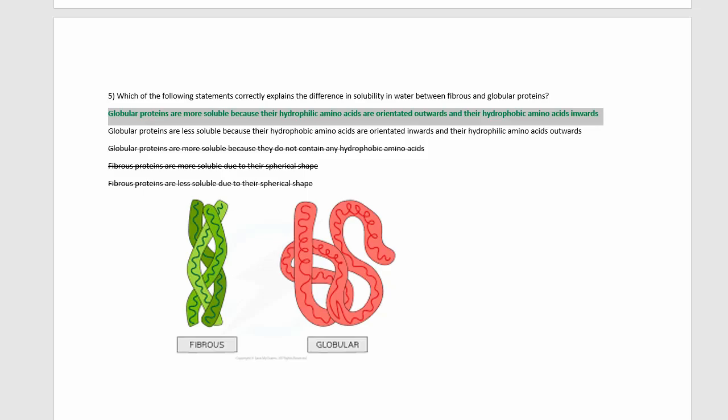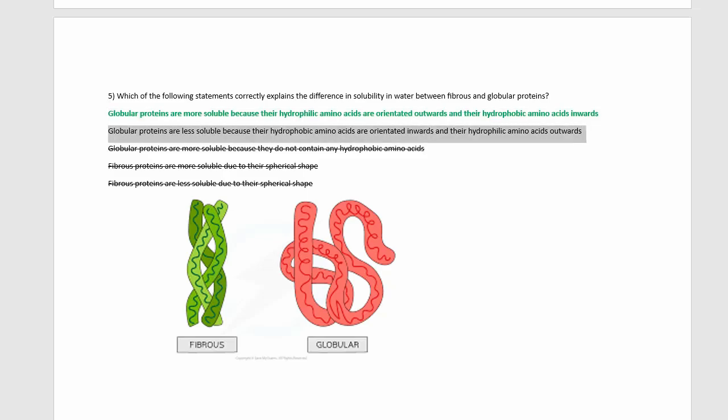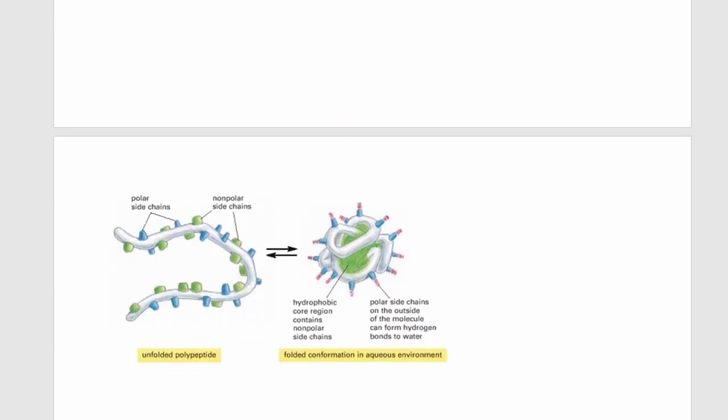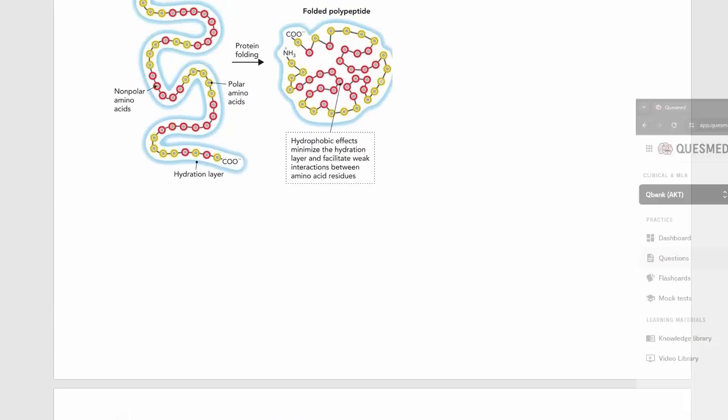So globular proteins are spherical in shape, and they are soluble in water due to their hydrophilic amino acids being orientated outwards, while their hydrophobic amino acids are orientated inwards. So again, if we go down to this diagram, the part that doesn't like water is on the inside, and the part that likes water is on the outside. And that's why they're soluble in water, because they can mix together like that.